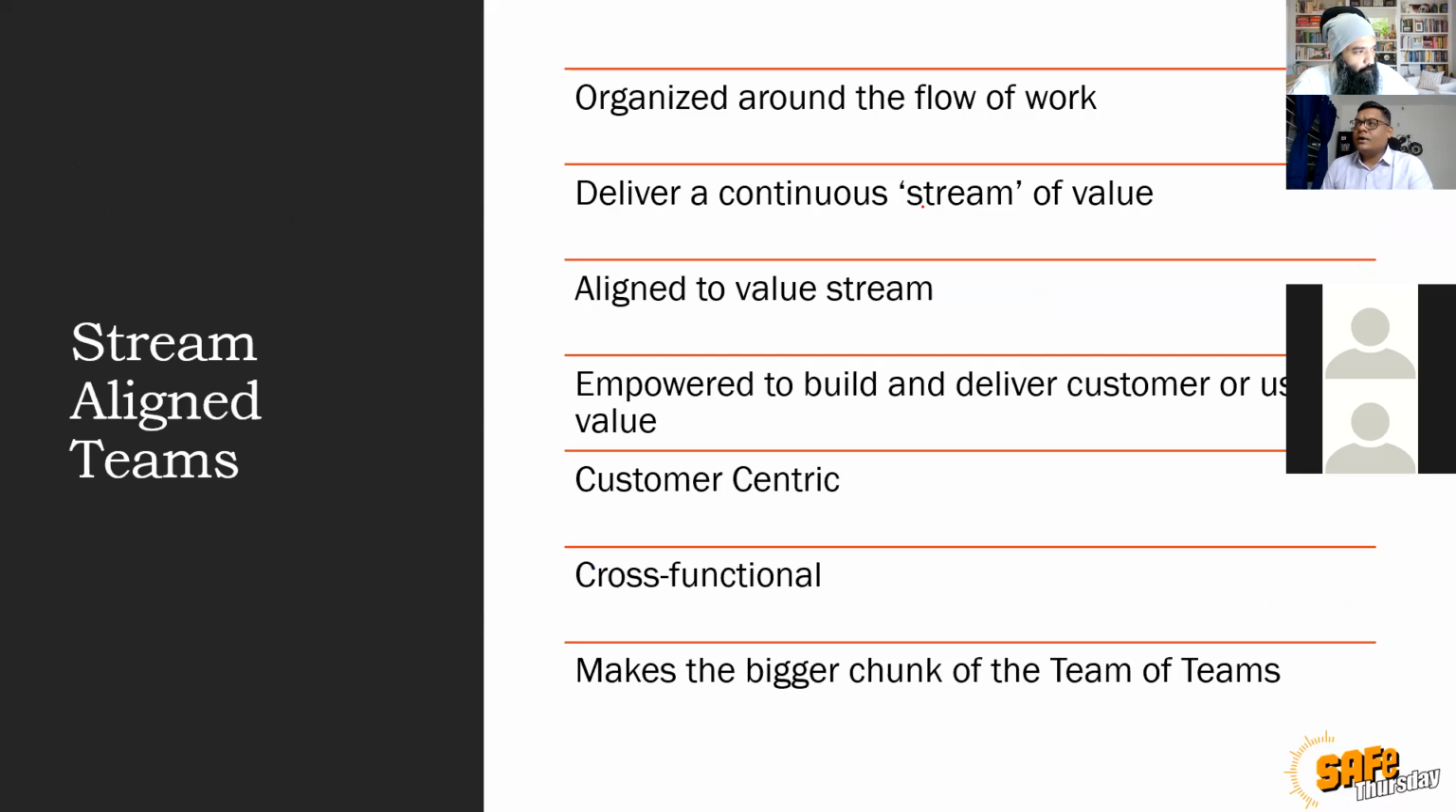Now, stream aligned teams are the feature teams that we can call, and these are organized around the flow of work. These are the teams that deliver value. Right? They are aligned to a value stream. That's what we looked at sometime back. How do we find the operational value stream, and then how do we find out our different teams who are capable of building the software systems, and then organize around it. And stream aligned teams are typically customer centric, right? And they are cross-functional. They make up the bigger chunk of the team of teams. So that is the agile teams that you can relate to.